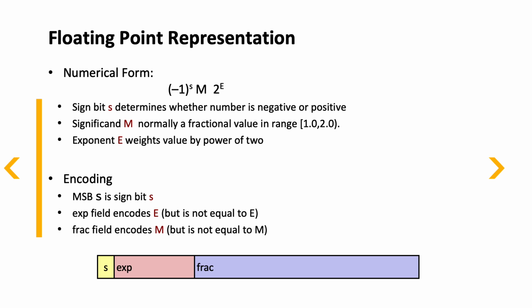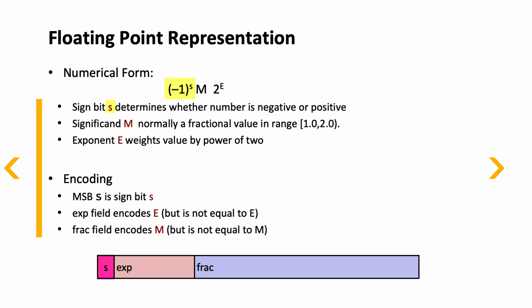So we've got first (-1)^s. Now, what's s? S is our sign bit. It just determines whether the number is negative or positive. The most significant bit, which you can see down here, is just going to be a single bit. It's the most significant bit in the word that we have to work with. Remember, every time we're talking about one of these representations, this is going to fit into a word, some word size. So the most significant bit is our sign bit.